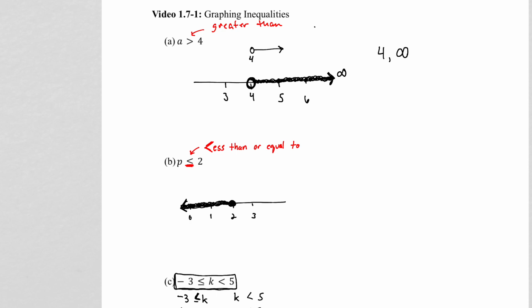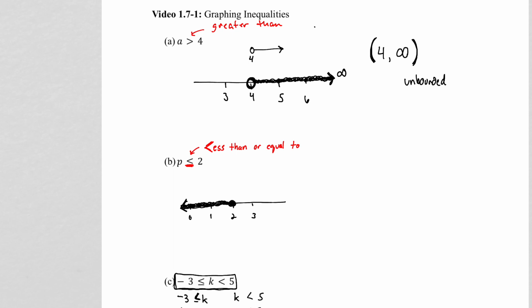And we're going to put a parenthesis around the 4 because we're starting at an open point, and we're going to put a parenthesis around infinity because we can never get to infinity. It is just an expression. Okay, it is considered unbounded. So it's going forever.